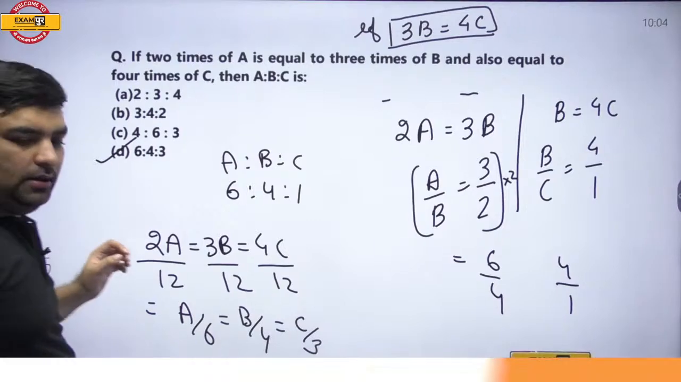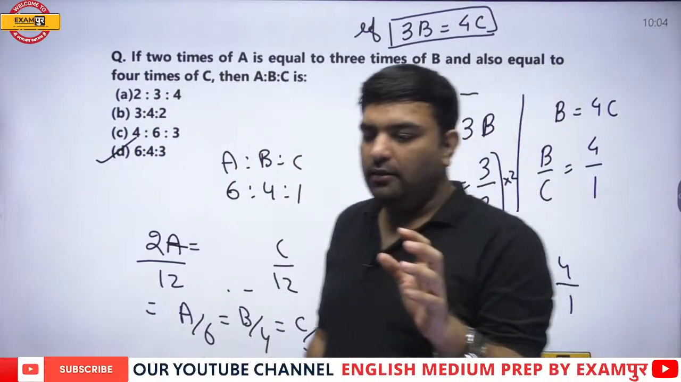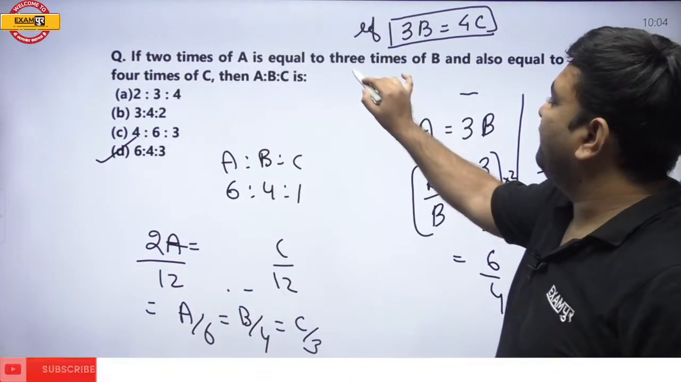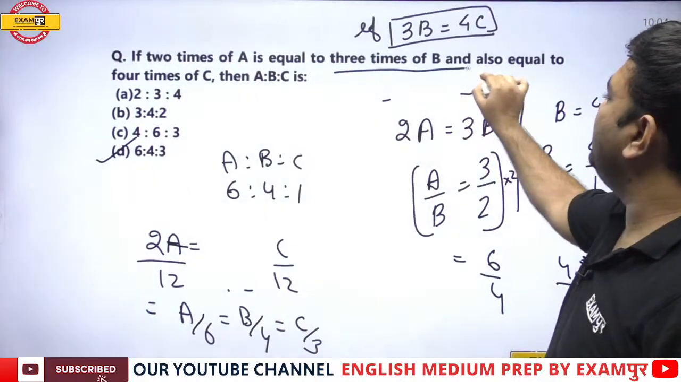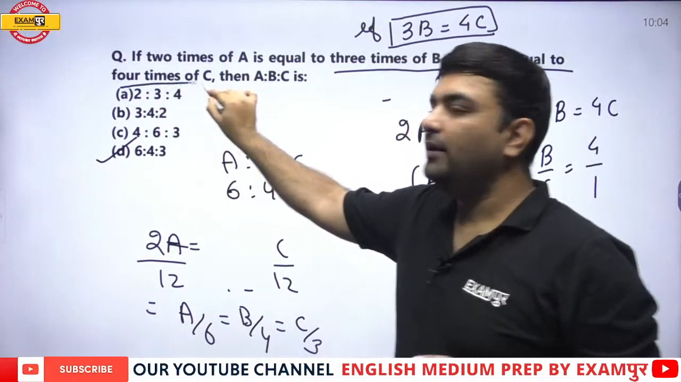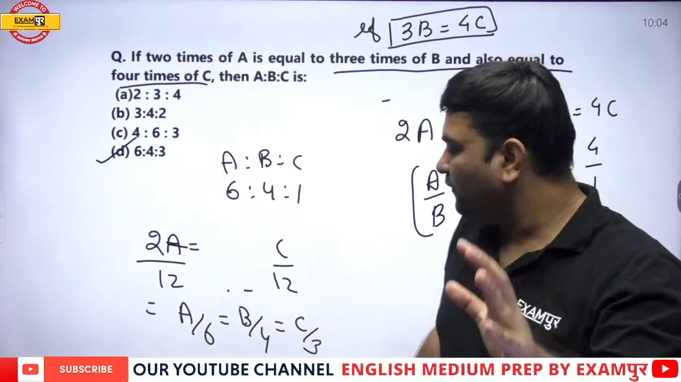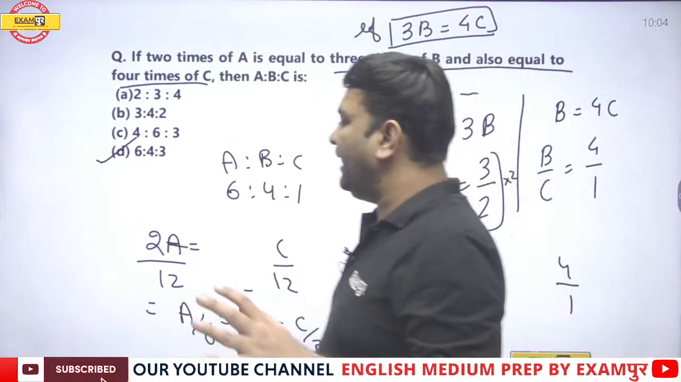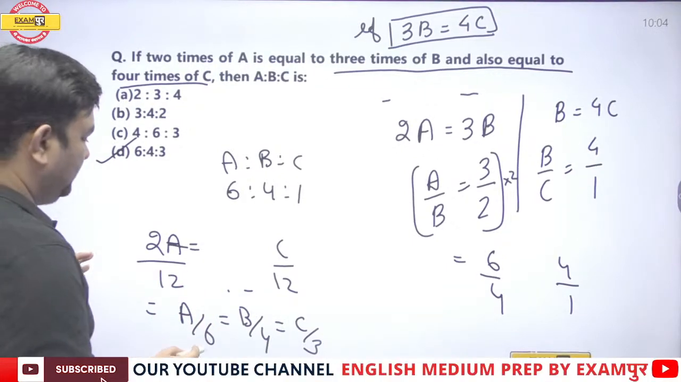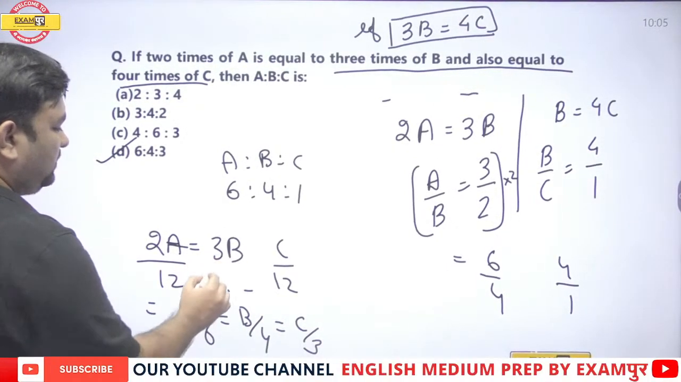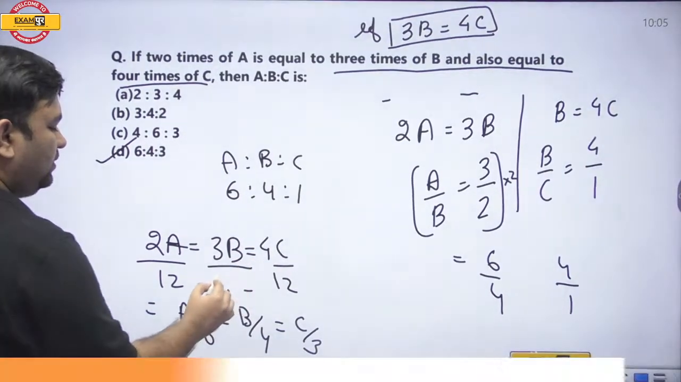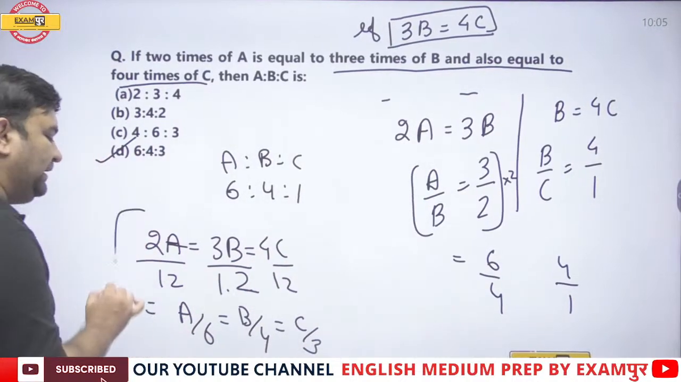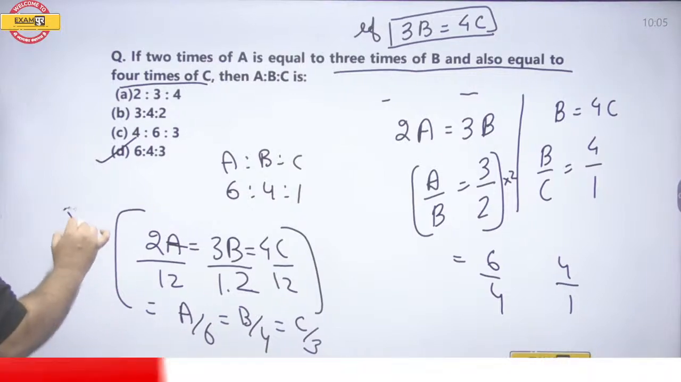Answer. So it's a language game, guys. You have to interpret what it is trying to say. 3 times B is also equal to 4 times C. So where I have taken this consideration, 3 times B is equal to 4 times C. So please do take care of this language.